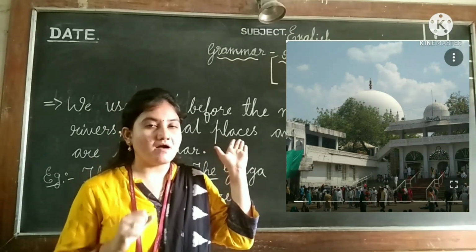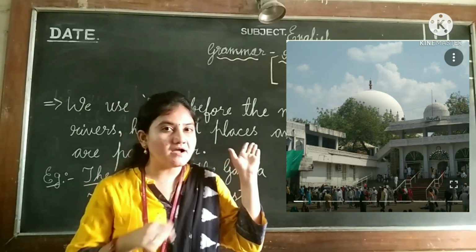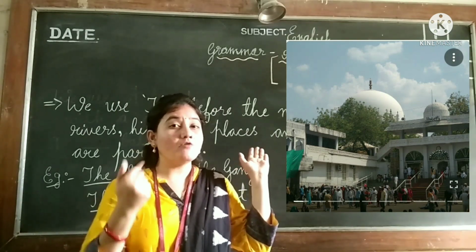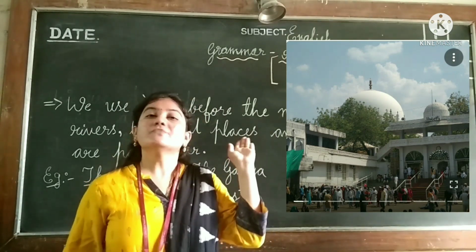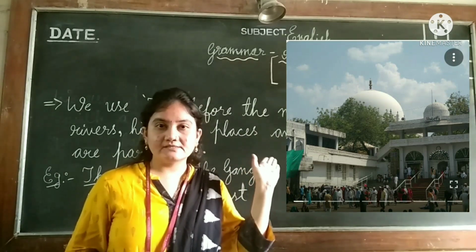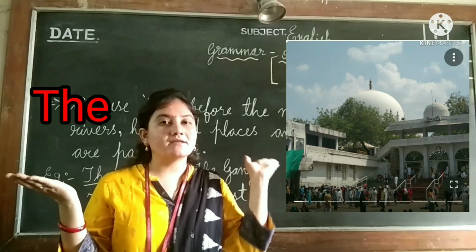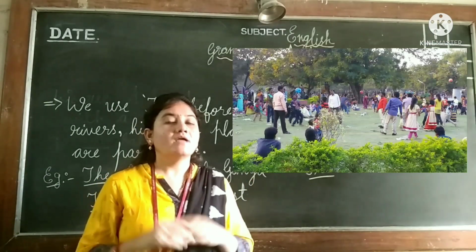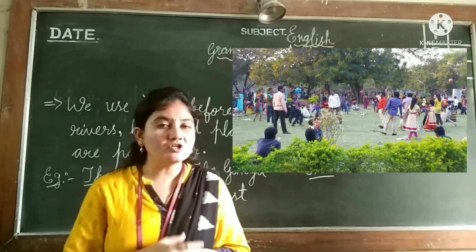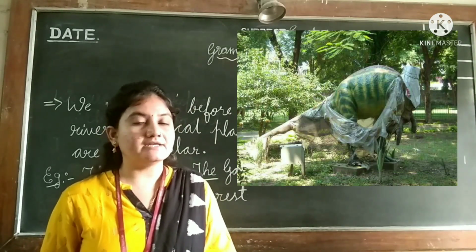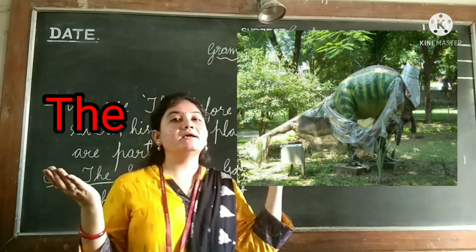Next, can you see the picture, children? It's a dargah. Have you ever visited dargah in our city? Yes, you might have visited, isn't it? So it's a particular place. So we'll use the dargah. Okay? Have you visited the public garden, children? It's a particular place, isn't it? So we'll use the public garden.